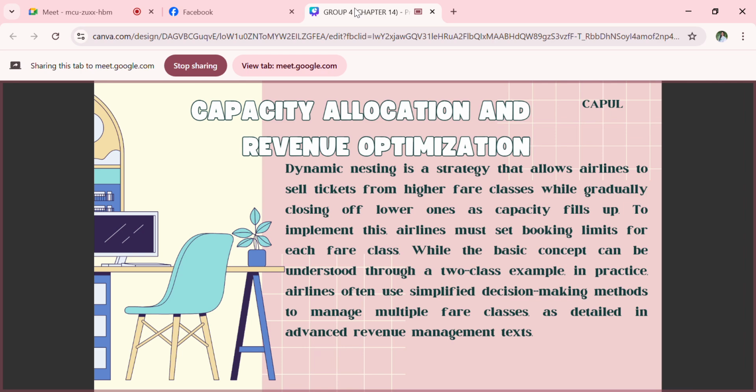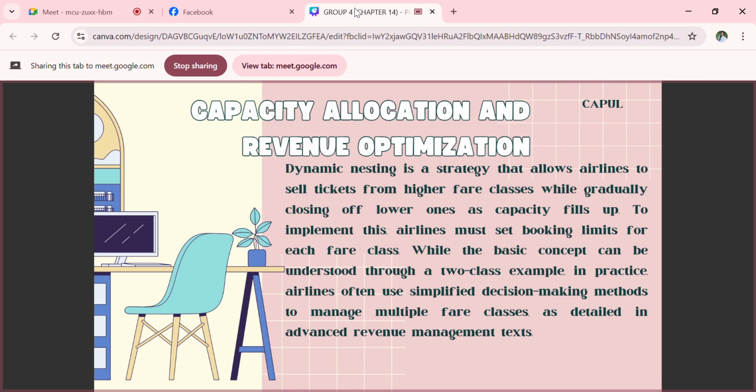The next topic is capacity allocation and revenue optimization. Dynamic nesting is a strategy used by airlines to manage ticket prices. It works by closing off cheaper fare classes first, ensuring that customers can always buy tickets from more expensive classes until those seats are sold out.